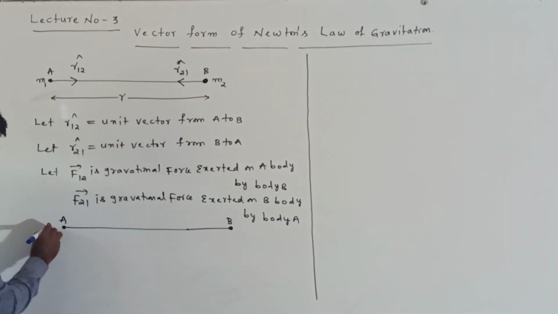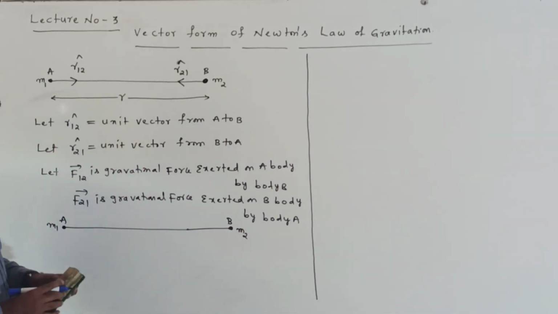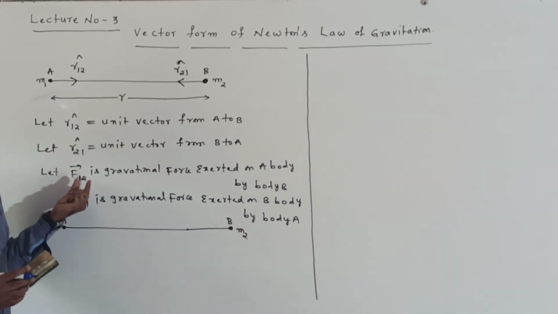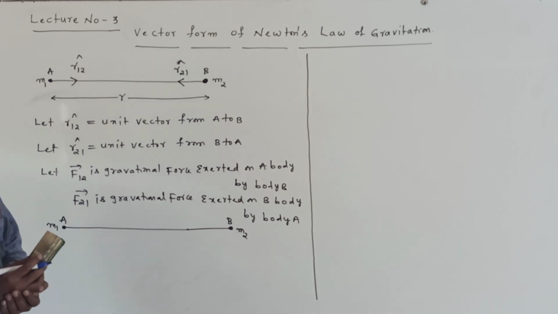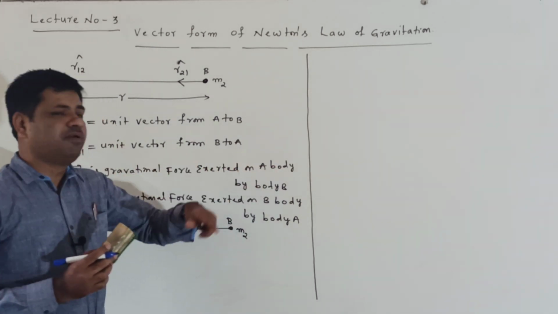Now this is having the mass M1. This is having the mass M2. Now I want to give the direction of F12 bar. F12 bar is a gravitational force exerted on A body by B body.